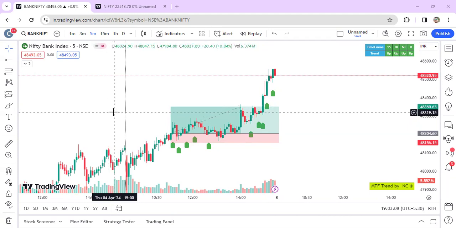So today I'll be showing you one of my indicators for the intraday buy sell setup. This is very useful for everyone, whoever has in-depth knowledge or even if they don't. It's very simple and easy to use, and the risk to reward is very high.